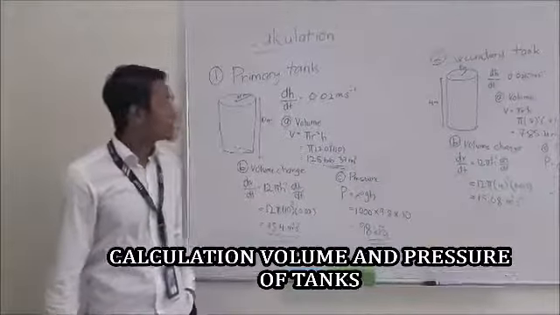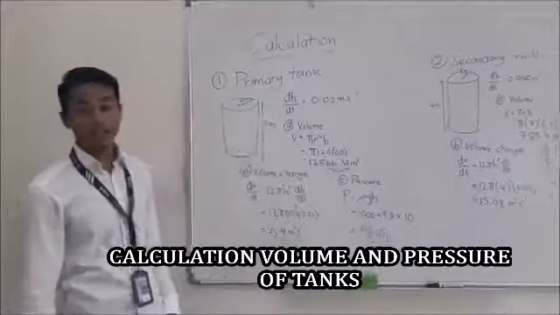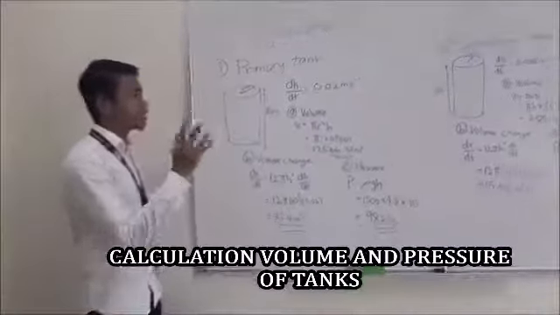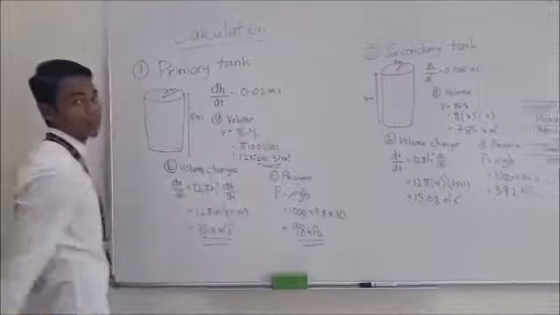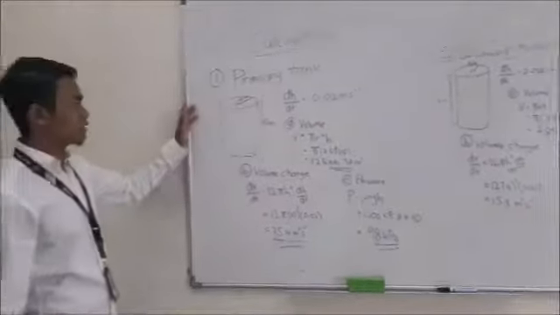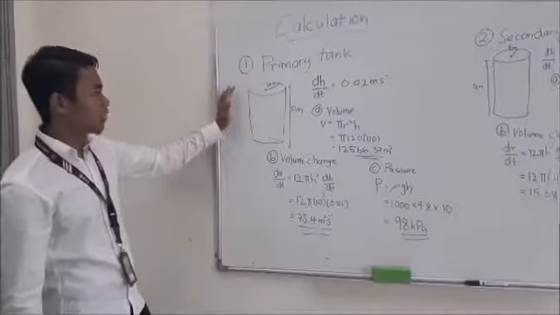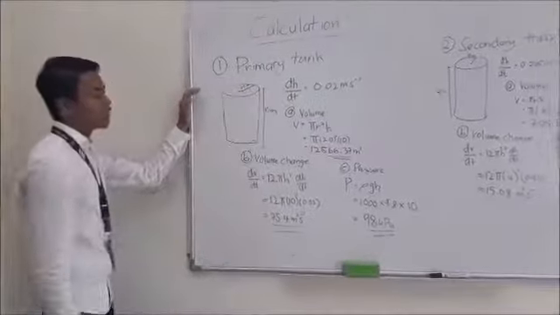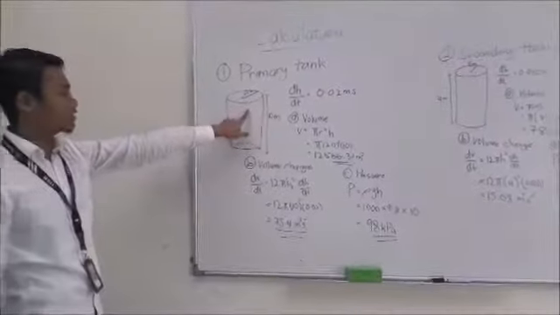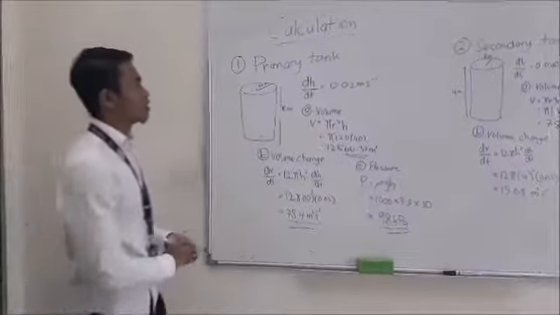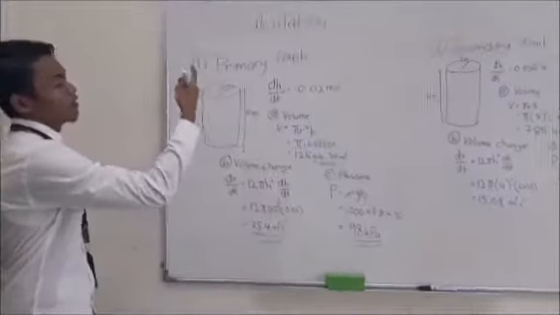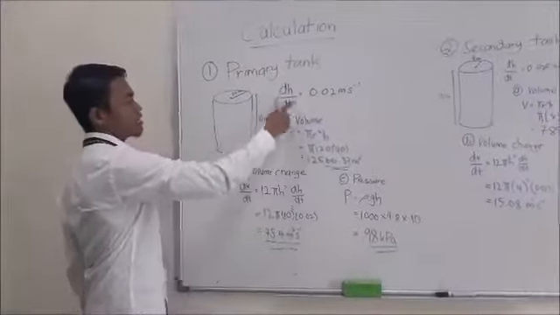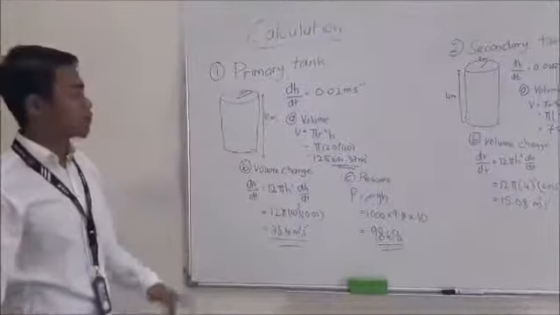Okay, so now I will talk about the calculation. In our project, there are 2 tanks, which are the primary tank and the secondary tank. First I will describe the primary tank. For the dimensions of the primary tank, the radius is 20 and the height of the tank is 10 meter. The value of the rate of height change is 0.02 meter per second.